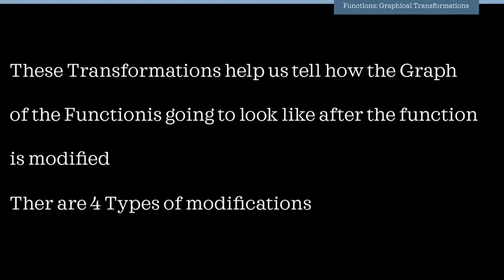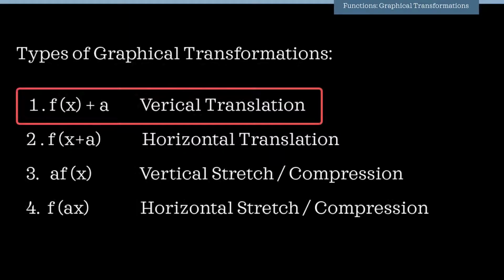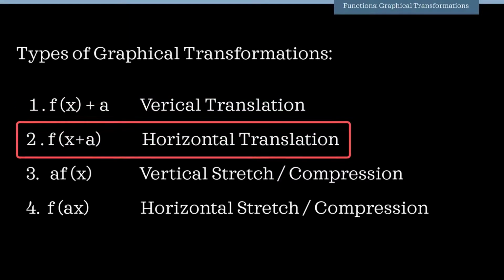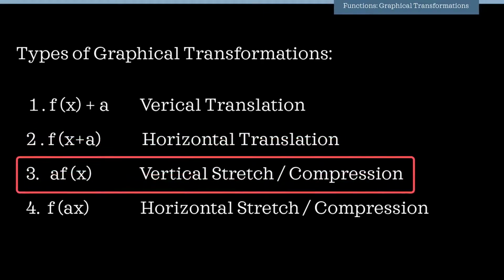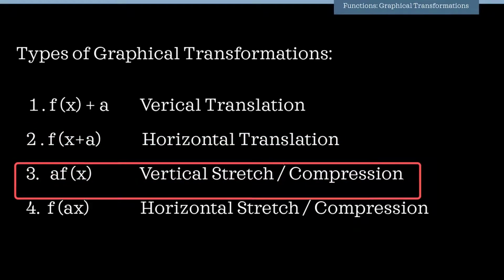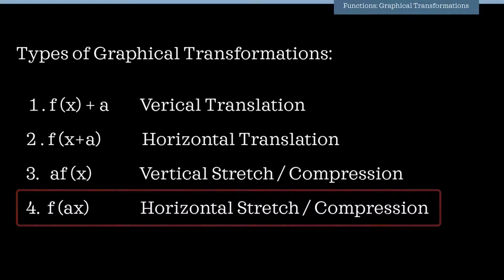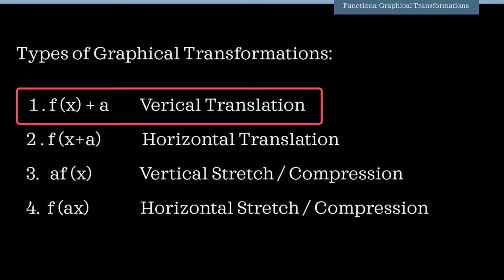There are four types of transformations. The first is vertical translation, the second is horizontal translation, the third is vertical stretch or compression, and the fourth is horizontal stretch or compression. First, let's look at vertical translation.